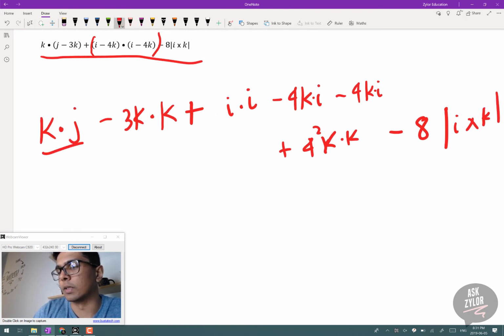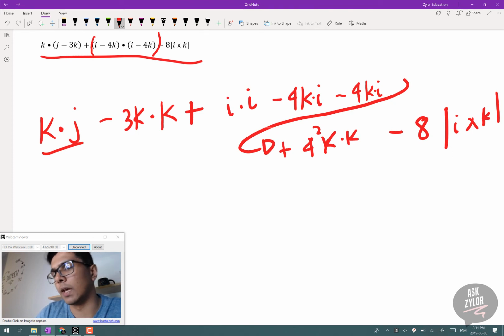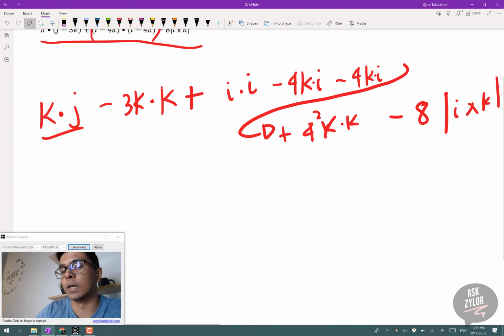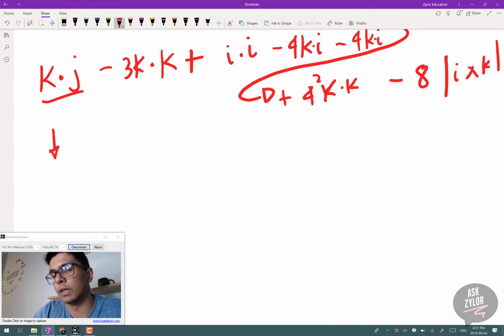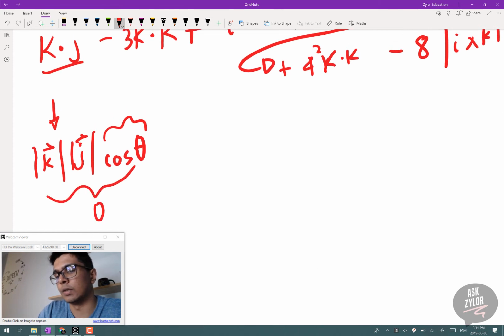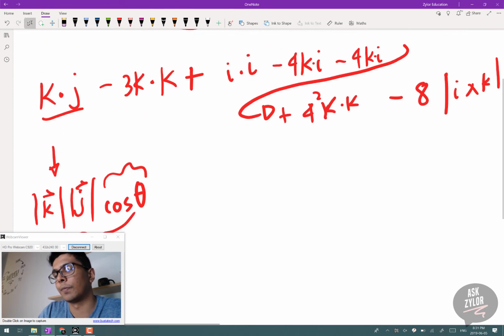So we'll start on this side, right? k dot j. Remember I said that each of these vectors are orthogonal to each other, so the dot product of two orthogonal vectors is going to be 0. Why? Because if I replace this with the magnitude equation, I have the magnitudes of k and j times cos theta, right? What's cos of 90 degrees? It should be 0, so the magnitudes times 0 just gives me 0. So this entire expression evaluates to 0.